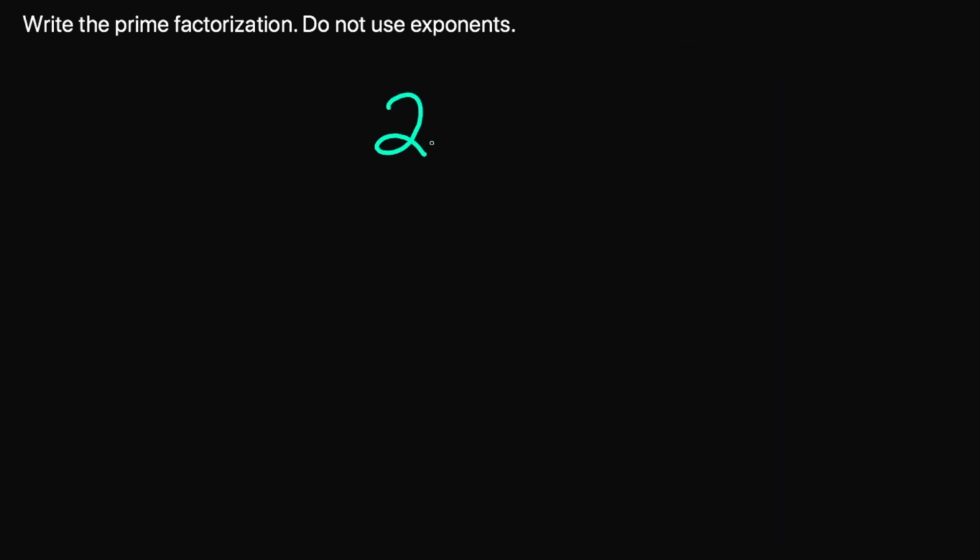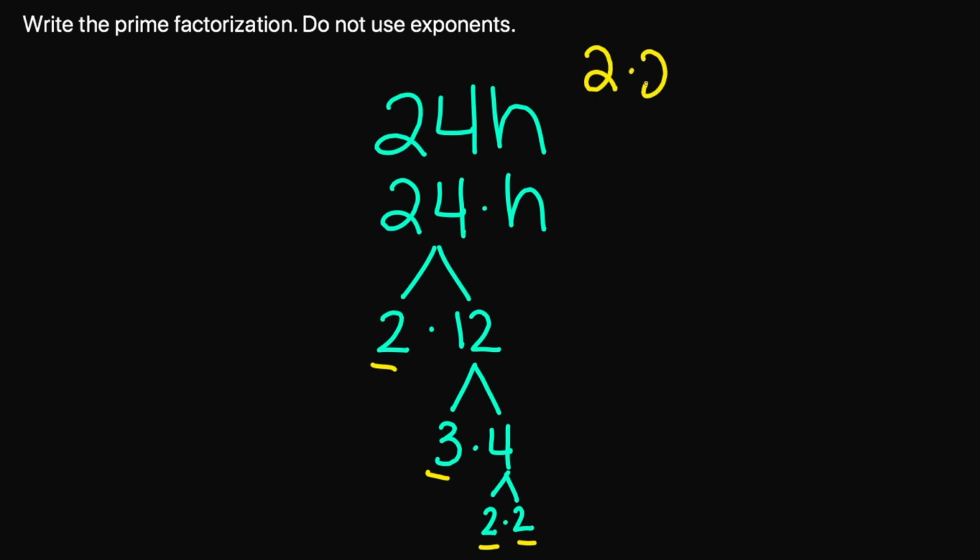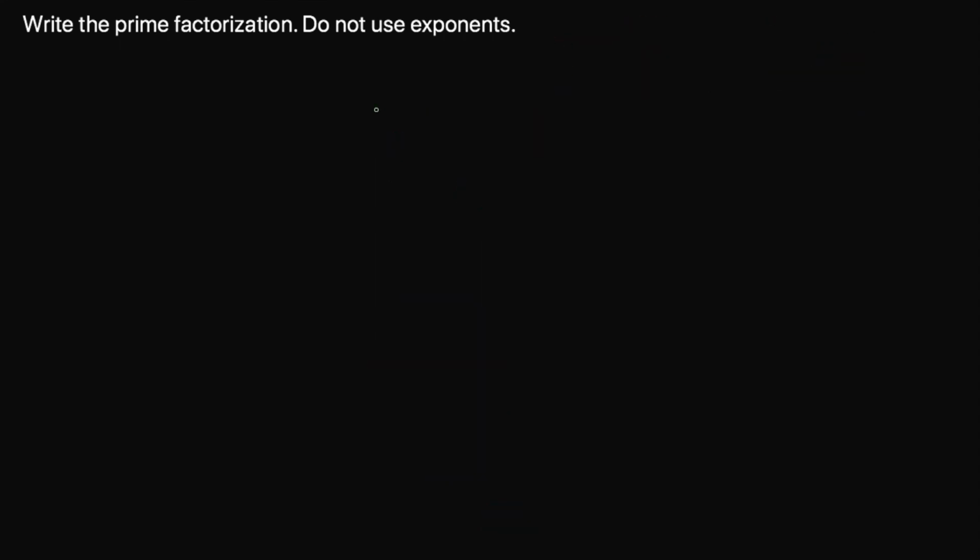What about 24h? I can separate into 24 times h. My 24 can be factored into 2 times 12. And my 12 can be factored into 3 times 4. And I can also factor my 4 into 2 times 2. Since I am now left with prime numbers, my prime factorization is 2 times 2 times 2 times 3 times h.